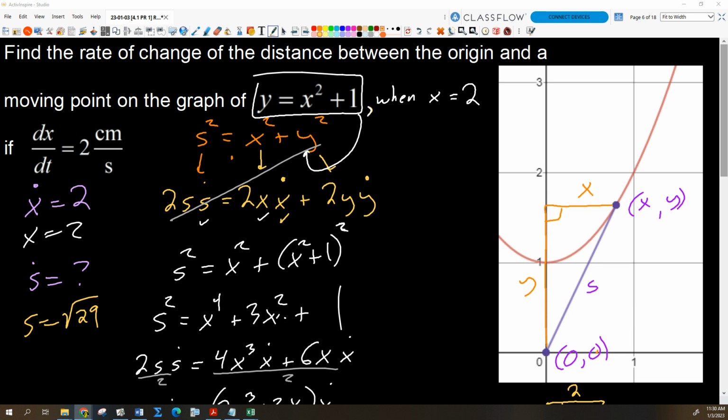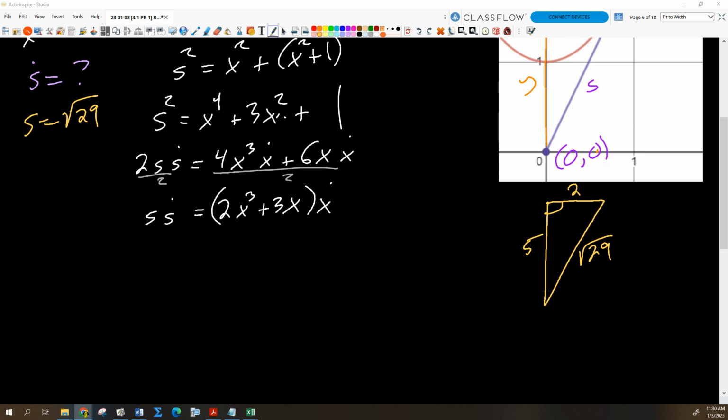The other option would have been we didn't really have to do this stuff right here if we didn't want to. We could have said, okay, well, s dot is equal to all this stuff divided by s. But what is s? Well, s is defined right here, isn't it? s is just the square root of x to the fourth plus 3x squared plus 1, right? So we could have done something like that.